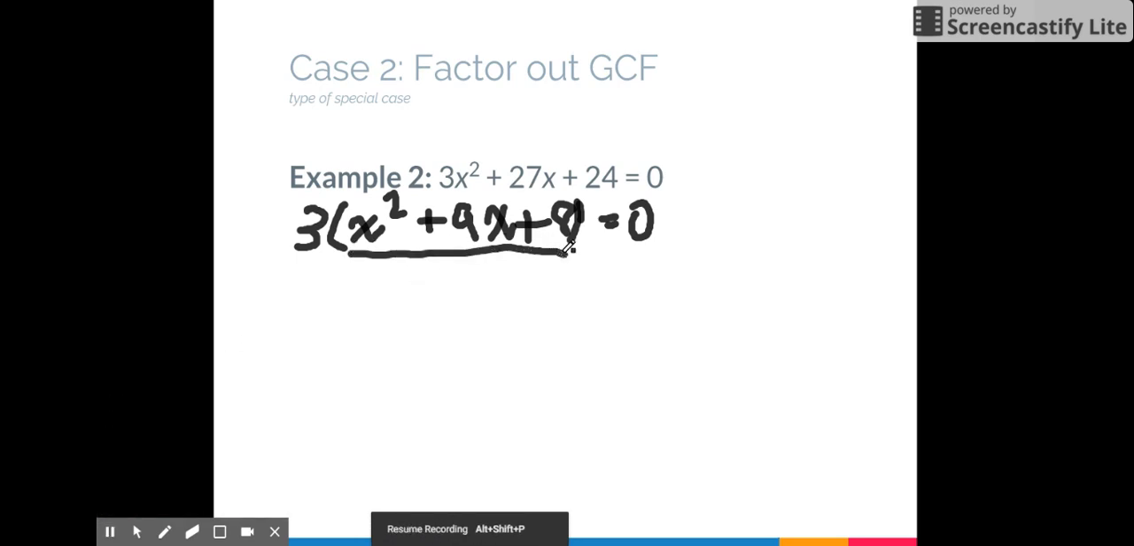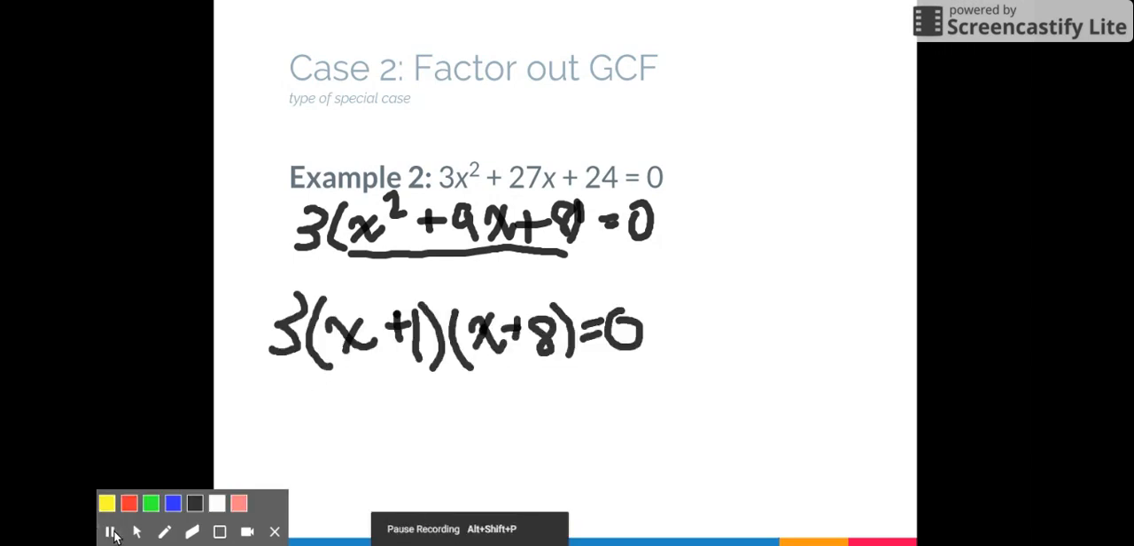In this case, right here in the parentheses, we're left with something called product sum, which is the next type of factoring we're going to learn how to do. But I'm basically looking for what times what will give me 8, and what plus what will give me 9. So 1 times 8 gives me 8, and 1 plus 8 gives me 9. So I can write the following. And now I'm left with this.